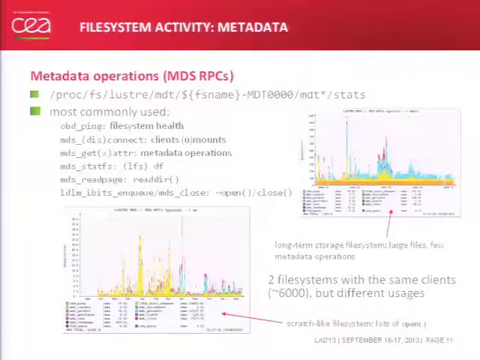So to illustrate that, we have two graphs on different file systems, which have the same number of clients, 6,000, but different usages. On this one, that's a long-term storage file system, where we can find large files, and we see few metadata operations, like in the hundreds. On this one, on the other hand, that's a scratch-like file system. We see a lot of opens and peaks up to 30,000. So, same number of clients, about the same size, same range of size, but very different activity, very different usage.